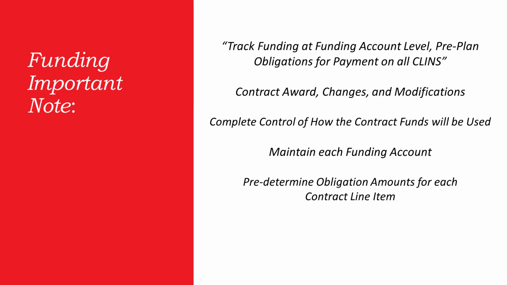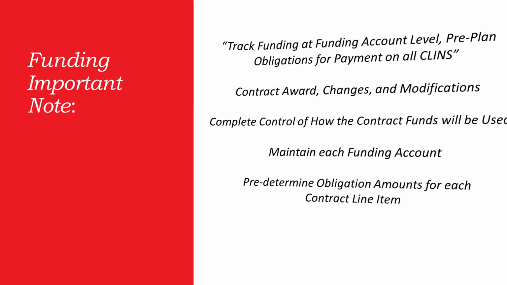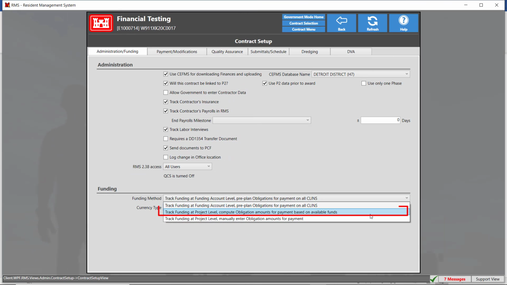The option requires you to maintain each funding account and requires you to predetermine obligation amounts for each contract line item. While this option gives you the most control, it also requires the most input. The Pay Request Obligation tab information will pre-populate. This will mean that when you go to the Obligations tab in the Progress Payment, RMS will assign obligations to CLINs based on how the obligations are set in the Awards CLINs module and Contract Modification module.